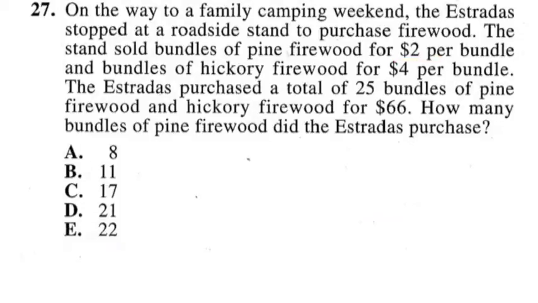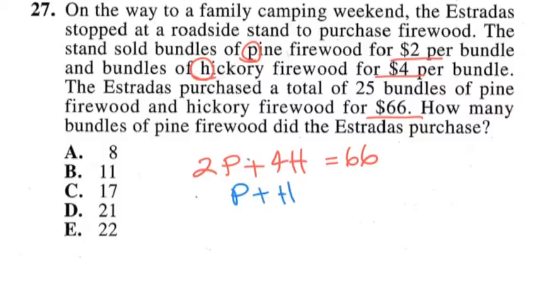Problem. And as we do, the first thing I want you to notice is that the pine bundles are $2 a bundle, hickory was $4, and the total we spent was $66. Now we're going to use a P for pine and an H for hickory. You always want to use a letter of the alphabet that represents what you're working with. So now our first equation deals with the amount. It deals with the amount in money. Our second equation is dealing with the count of items. And you can see that we bought 25 total bundles, so that means our pine plus our hickory was 25.